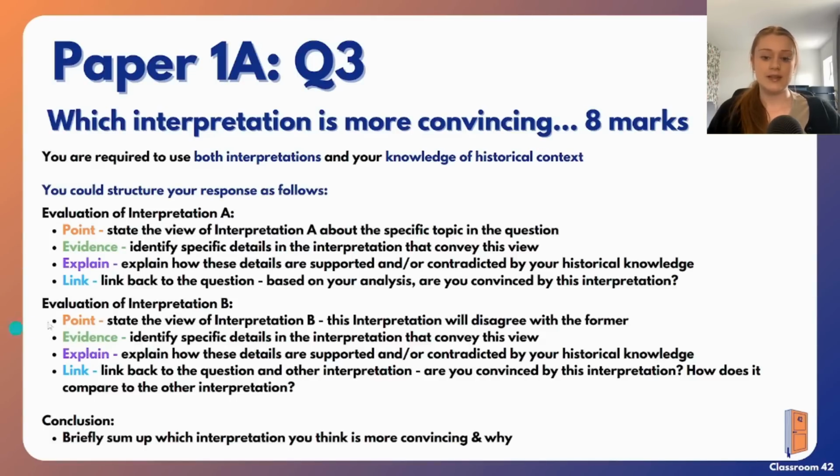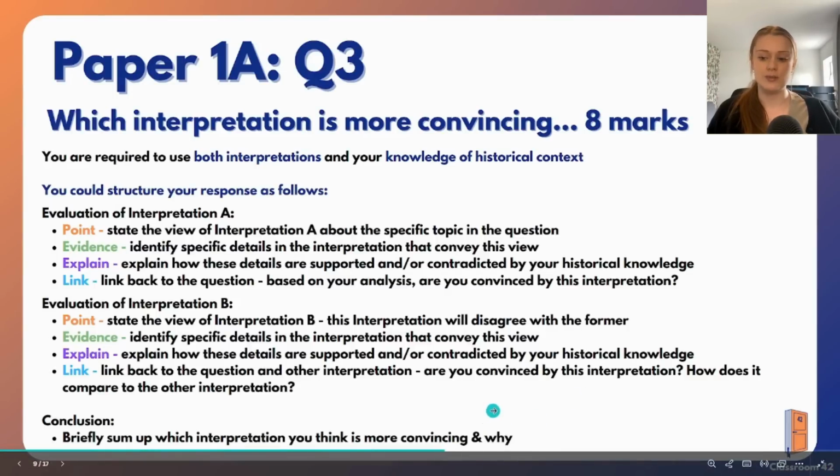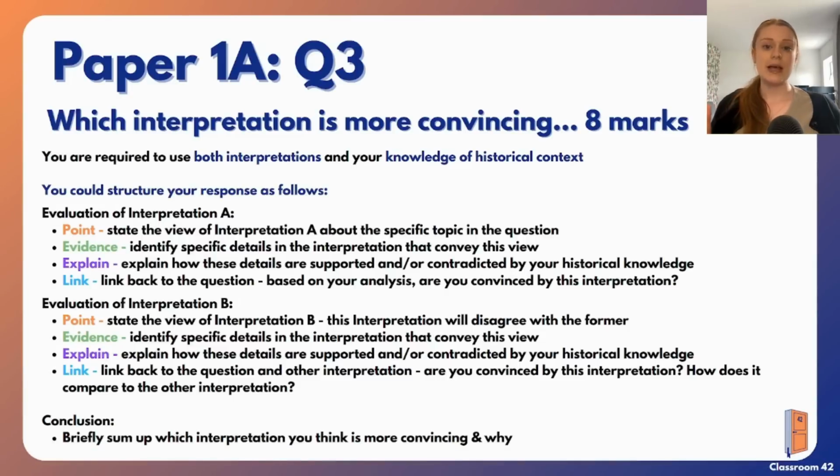Then we need to do the exact same for interpretation B, but in this link, we can also compare it to the other interpretation. So we can say, interpretation B is convincing, however, I think interpretation A is more convincing because, or vice versa. And then finally, we just need a conclusion to briefly sum up which interpretation you think is more convincing and why. This just really shows the examiner that you've come to a sustained conclusion and that you have a judgment and you're really focusing on the question.